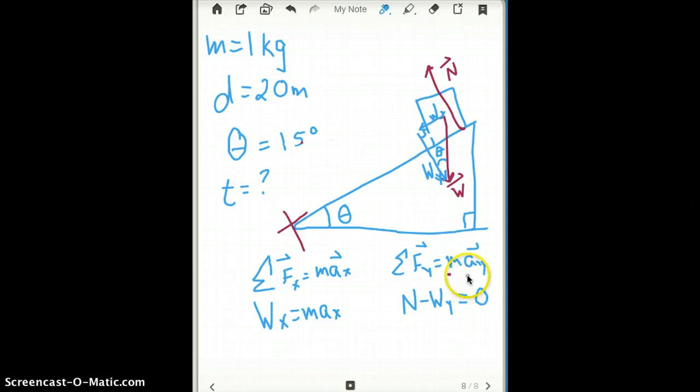The reason why it's 0 is because we've tilted our axis. The acceleration in the y direction is 0. The block is not floating or sinking. So the normal force in this case equals W sub y.